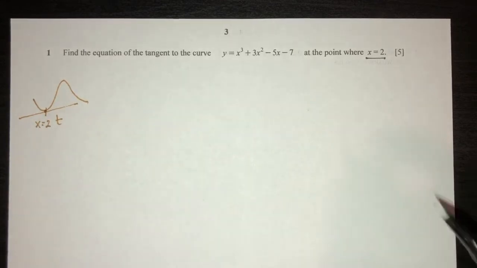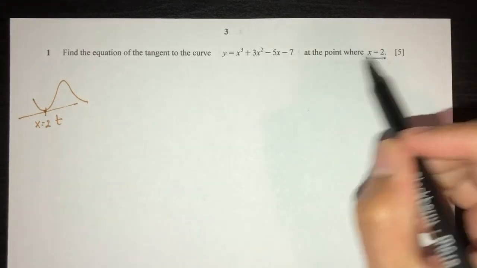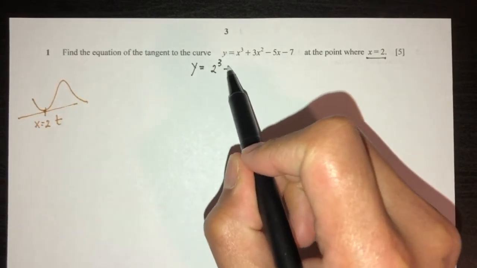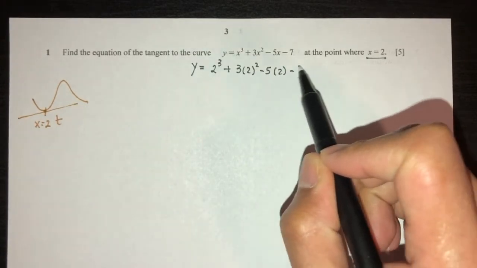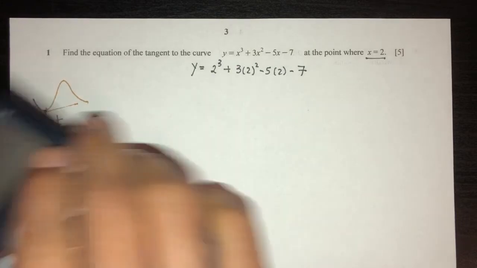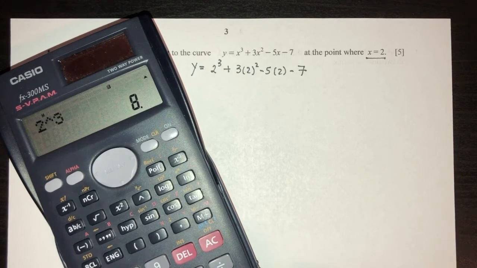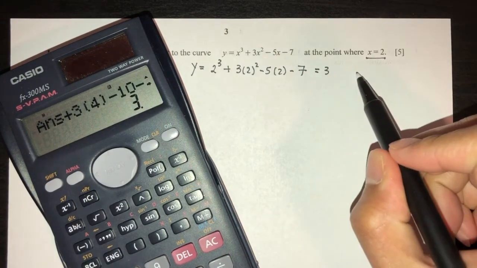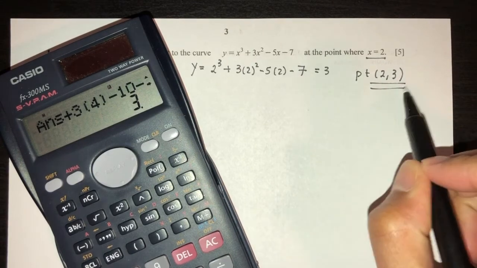So the first thing you want to know is, what is the y coordinate of this point? Pretty easy. Replace this value back in your equation, so y is 2 power 3 plus 3 times 2 power 2 minus 5 times 2 minus 7. In those cases, I will always advise using a calculator so you can get the right answer. 8 plus 3 times 4 minus 10 minus 7, that should be 3. So we know the point that it needs to go through is (2, 3). That is the passing point of the tangent.